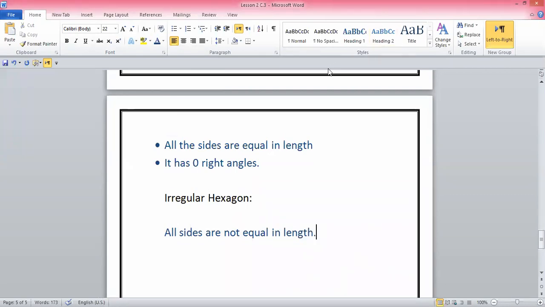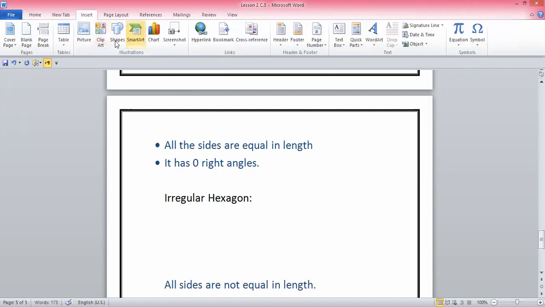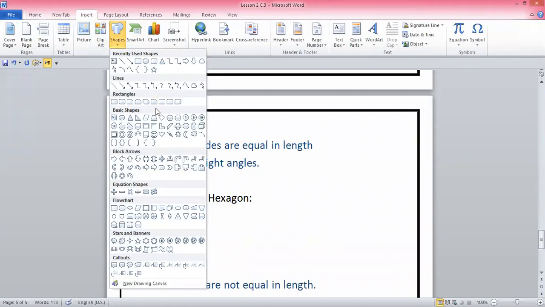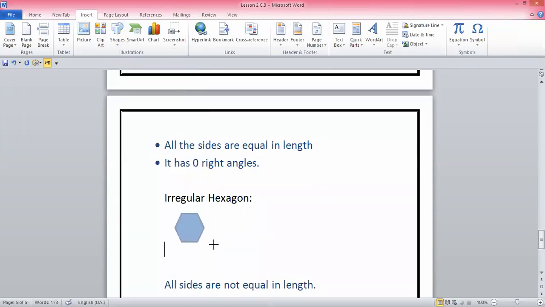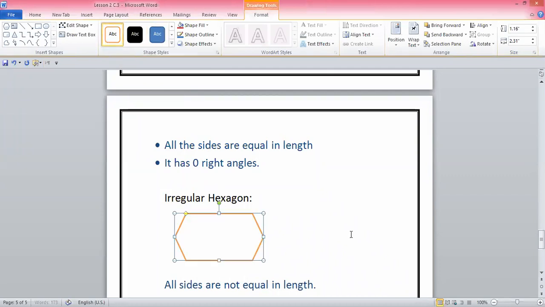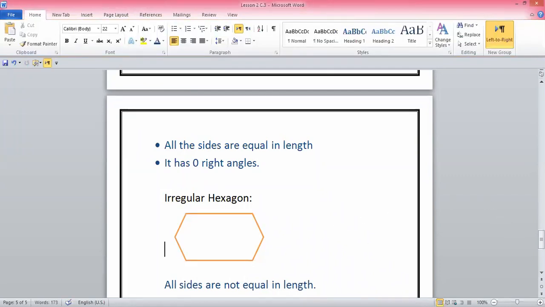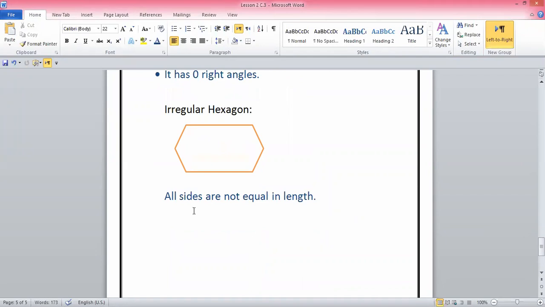Okay. Oh, I need to draw it here. Irregular hexagon. I'm going to draw it. This is an irregular hexagon. You can see there all sides are not equal. This is longer and these are shorter.